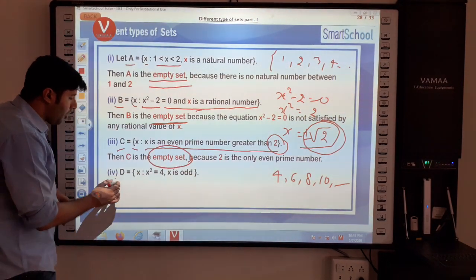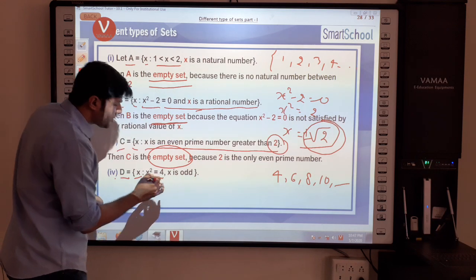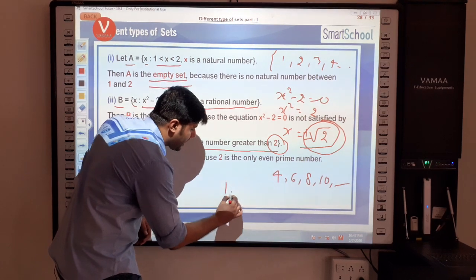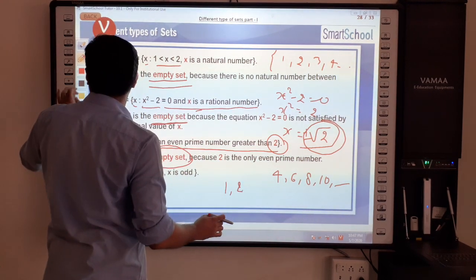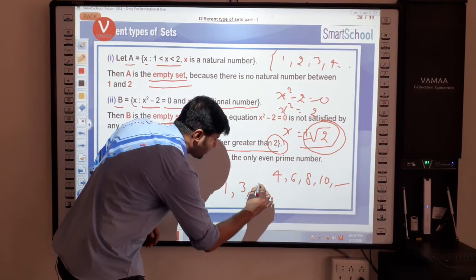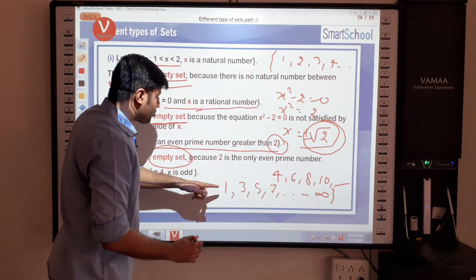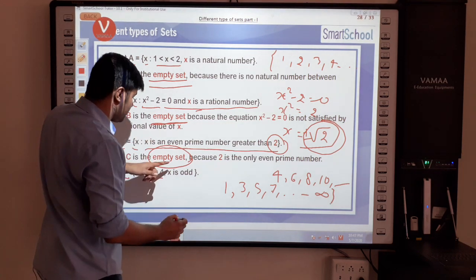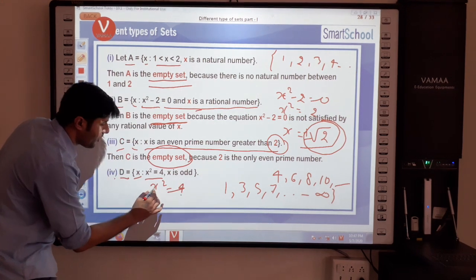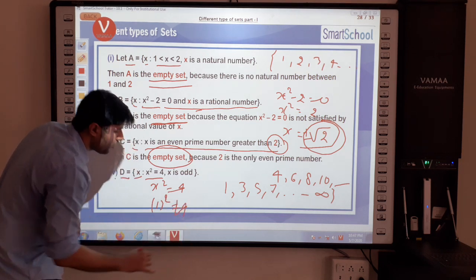The last example of the set D that you have been given says that the set D is equal to x such that x square is equal to 4, where x is odd. As you know, the odd numbers are like 1, not 2, but 3, 5, 7, and so on, we will move till infinity. So if we put the value of x as 1 in this equation, x square is equal to 4, then 1 square will not be equal to 4, okay.